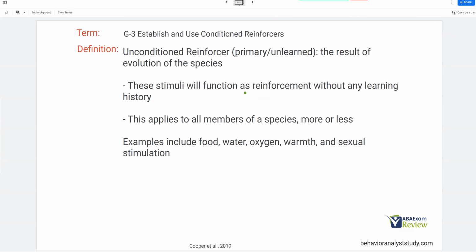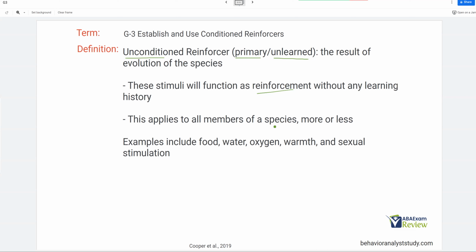Now, when you think unconditioned, you might have heard it called a primary reinforcer or an unlearned. It's all the same thing. You want to know these synonyms. So unconditioned, primary, and unlearned. Again, the result of evolution. So these stimuli are going to function as reinforcement or reinforcers without any learning history, meaning from the time you're born, you have basic needs. You have basic needs due to evolution, and it applies to every member of the species, more or less.